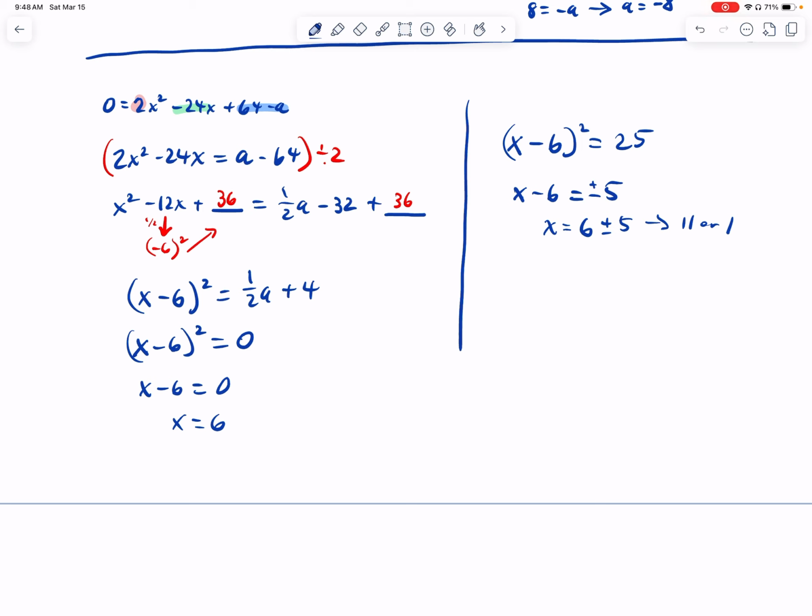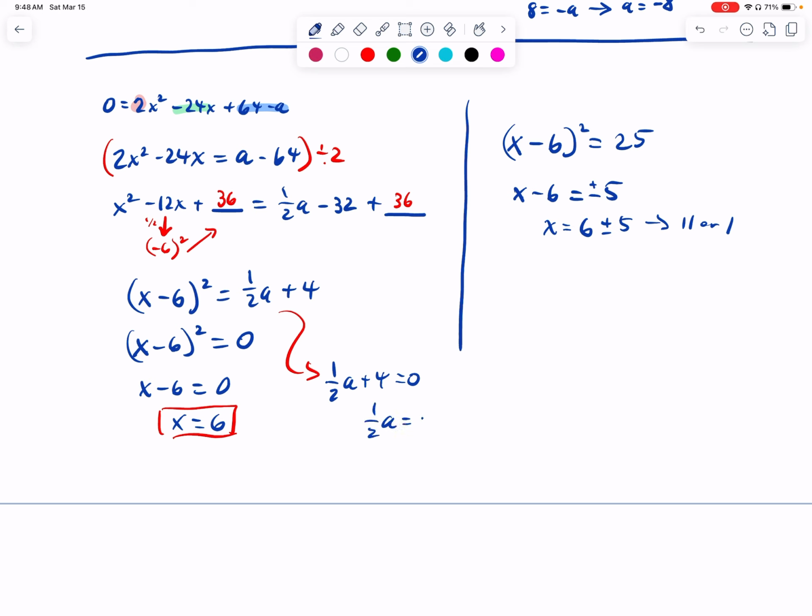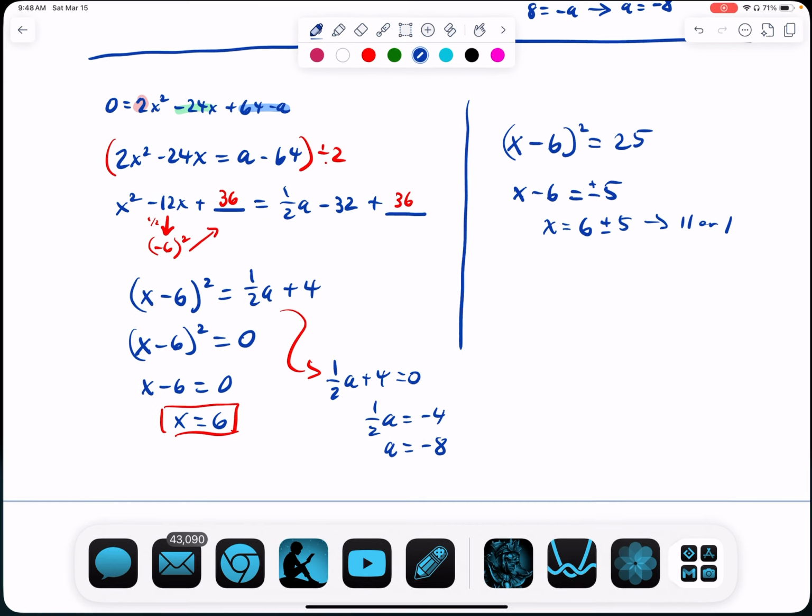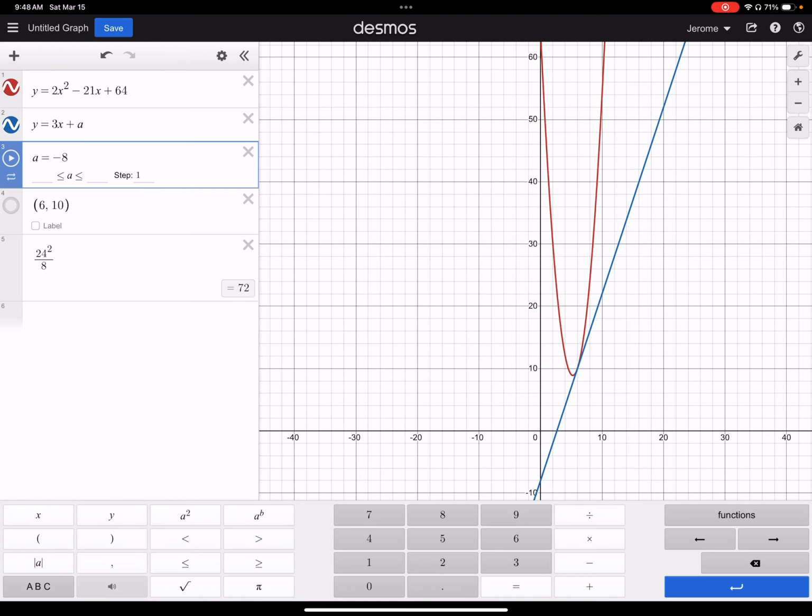Now, not only that, if you had to find the value of a, you can get that from this too, because, as we just mentioned, 1/2 a plus 4 should be equal to 0. Subtract over the 4. Multiply by 2, a is equal to negative 8. Again, the thing that we got with Desmos.